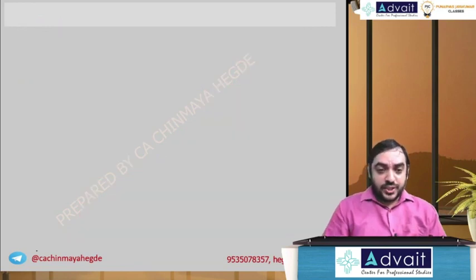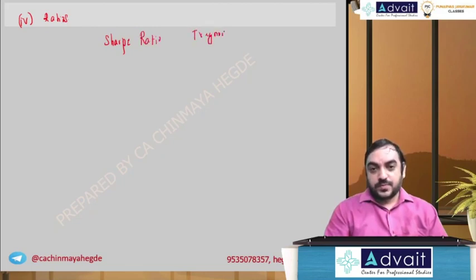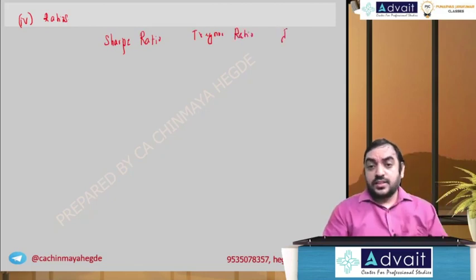Okay, so we are having ratios. Let's calculate. Sharpe ratio. The Sharpe ratio formula is given by, or let's calculate in a columnar manner. Ratios: Sharpe ratio, Treynor ratio, and Jensen's alpha.